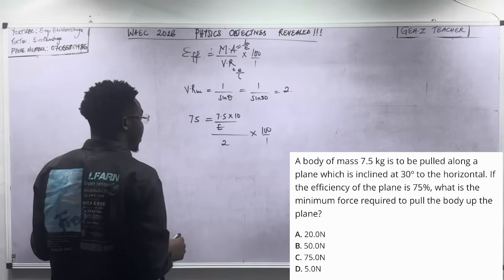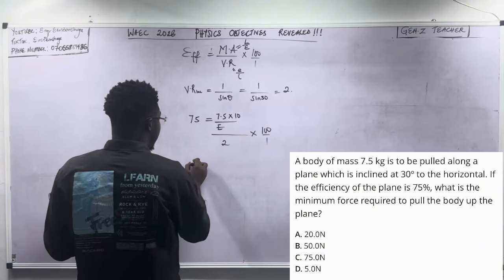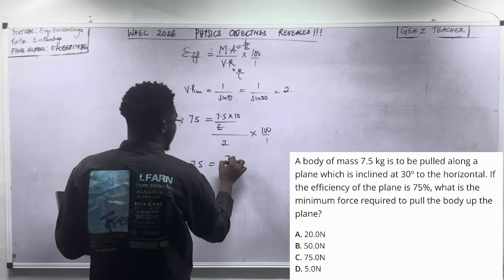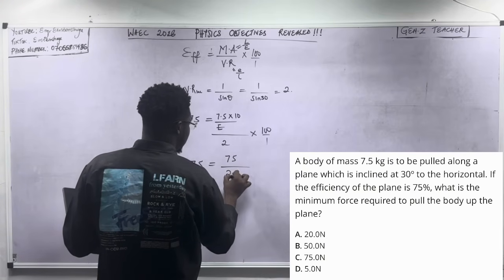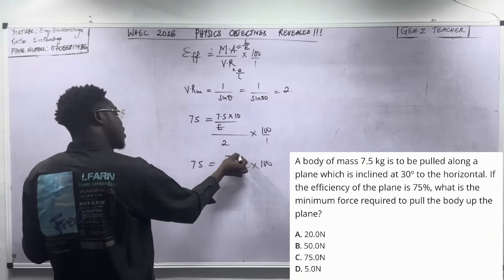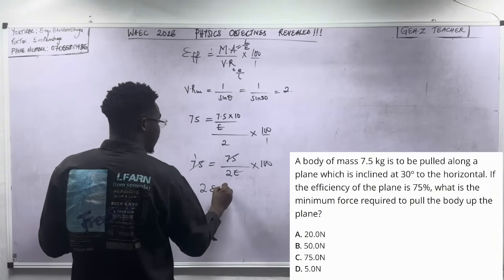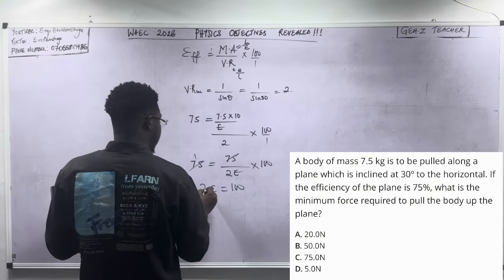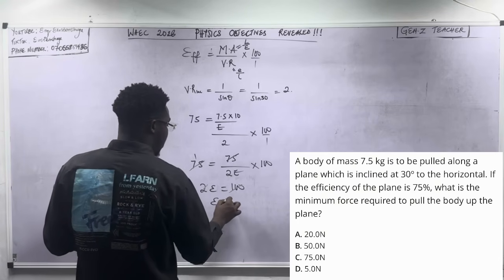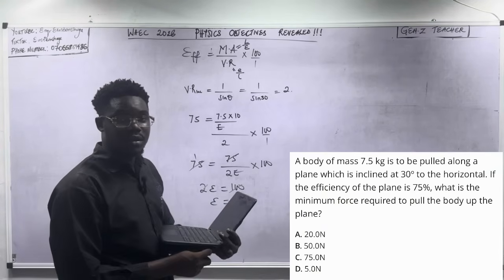So let's work with this quickly. 7.5 times 10 gives you 75. So we have 75 equals 75 over 2E times 100. Quickly, we can cancel some numbers here. This takes out this, and then 2E comes here. 2E equals 100, and then 2 into 100. Our answer should be 50 newtons.